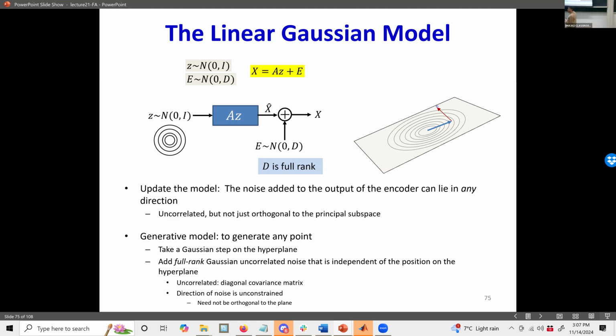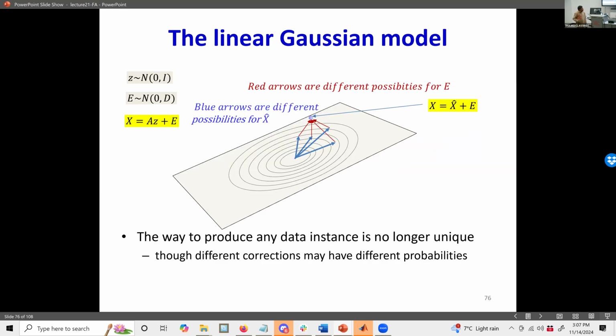Principal component analysis makes a very simplifying assumption that the noise is always orthogonal to the signal. That is no longer being made. But this causes a problem.